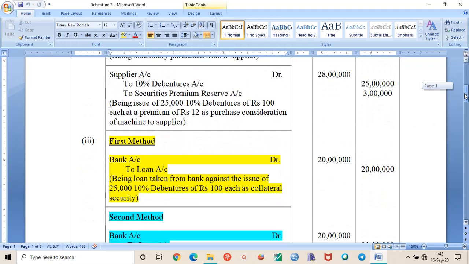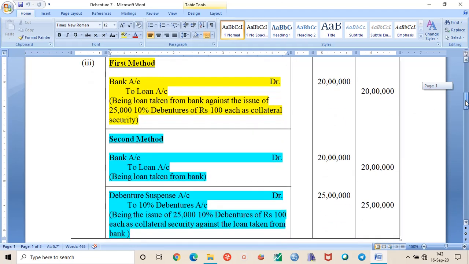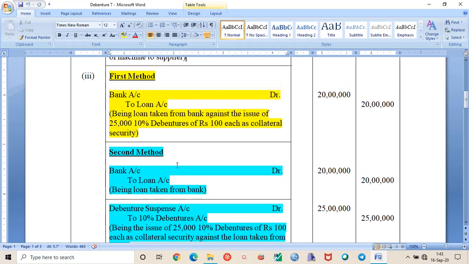Now case number 3. Case number 3 has got two methods. You can see here I have highlighted using two different colors to show that there are two methods here. In time of examination you can follow any of the methods. You are free to do so, whether you like first method or second method. In first method you will have only one entry, because the second entry should not be passed. There will be no journal entry at all. But if you go for the second method, then you have to pass both the entries.